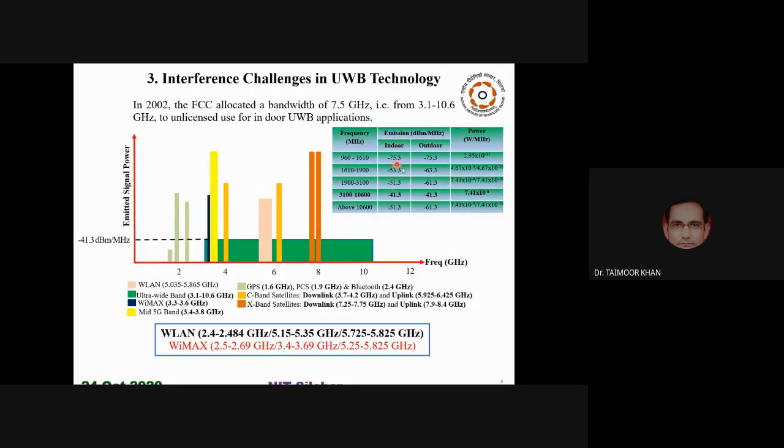Here we can see the overall power rate, indoor and outdoor power dissipation for UWB technology. In the case of 3.1 to 10.6 gigahertz, -41.3 dBm power is used for indoor as well as outdoor communication. Its corresponding value is 7.41 times 10 to the power -8 watt per megahertz, which is very small, just like a noise floor. Ultimately, it is not going to harm human life as we use several gadgets based on UWB technologies.